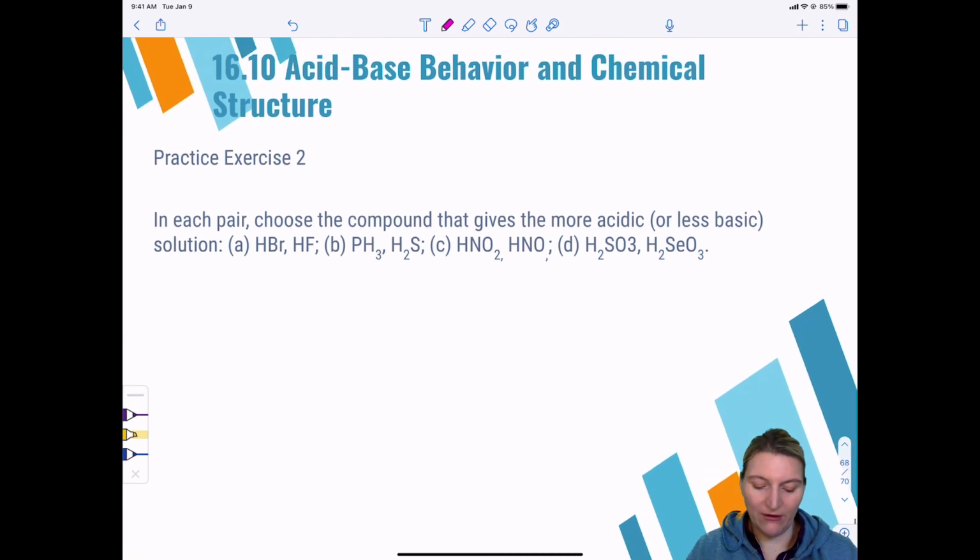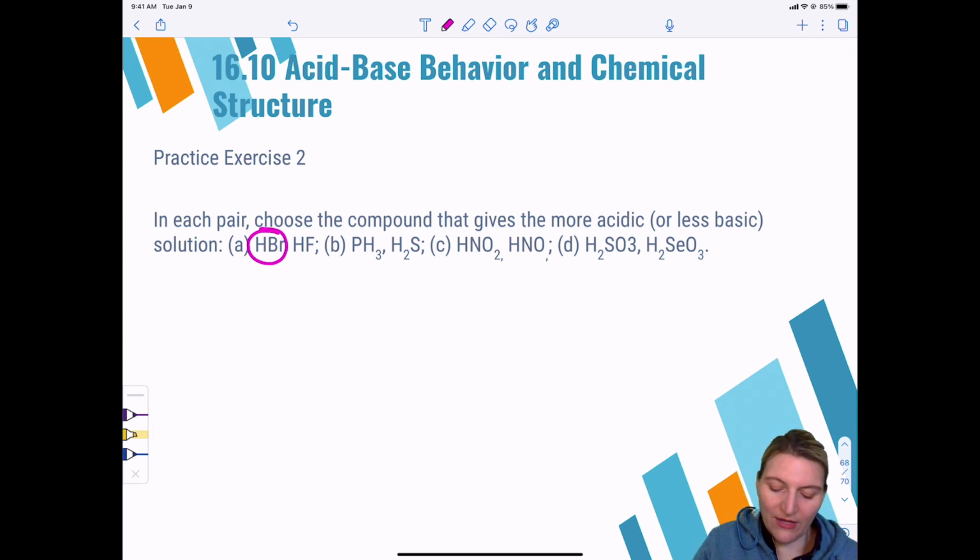In each pair, choose the compound that gives the more acidic solution. So HBr and HF, this one's easy. HBr, because I've memorized that it's a strong acid. Think about the reason why though. These are binary acids where the nonmetal is in the same group, so it's all about how strong the bond is, and that's determined by how big the atom is. Bromine has more electrons and higher energy levels, which means that bond is longer, that bond is weaker, and that hydrogen is more likely to be ionizable, to leave.